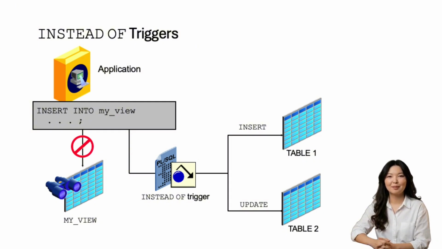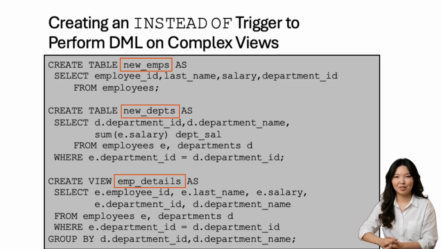Creating an instead of trigger allows data manipulation language operations on complex views like EMP2Details. This view aggregates employee and department data, grouping by department. The trigger facilitates updates by redirecting changes to underlying tables, new EMPs and new DEPs, ensuring data integrity while maintaining the view's complex structure.